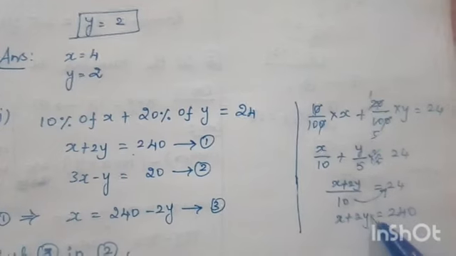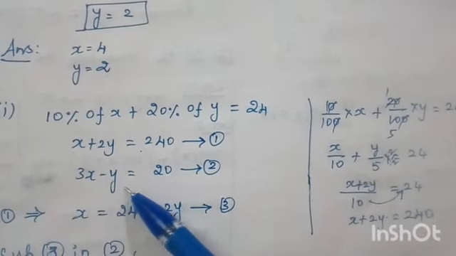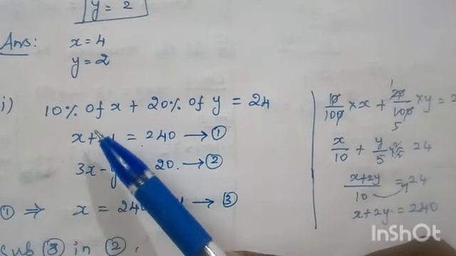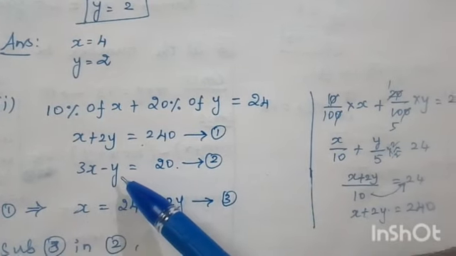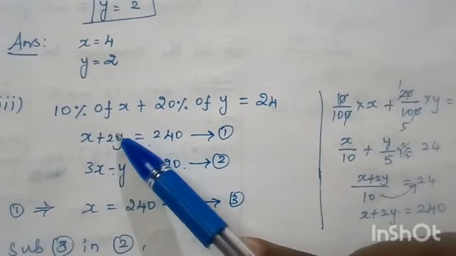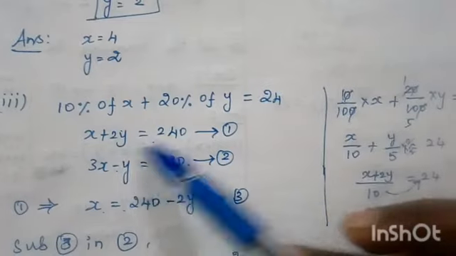The second equation is already given, 3x - y = 20. Now for this equation, in the first equation x has coefficient 1, and in the second equation y has coefficient -1. I am using this first equation. So x = 240 - 2y. This 2y is transposed to this side.